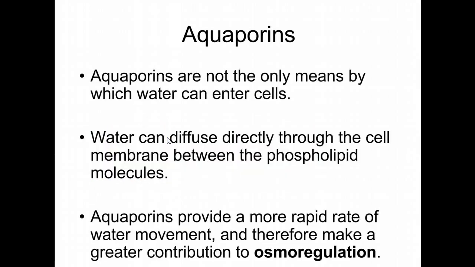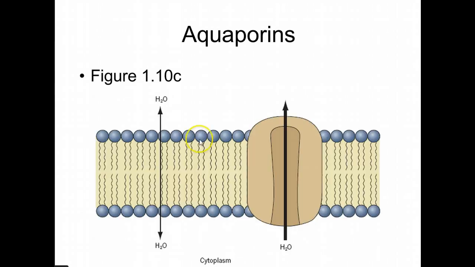And they are also involved in osmoregulation, which we'll talk about next time, I think. And water can move both ways. Here is in this case. And in here we have this channel protein. So water would move actually faster this way.